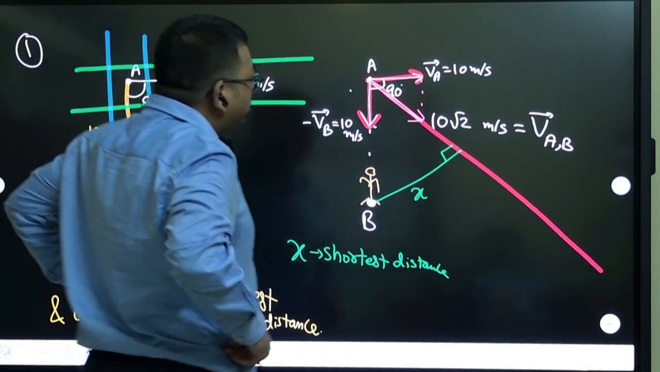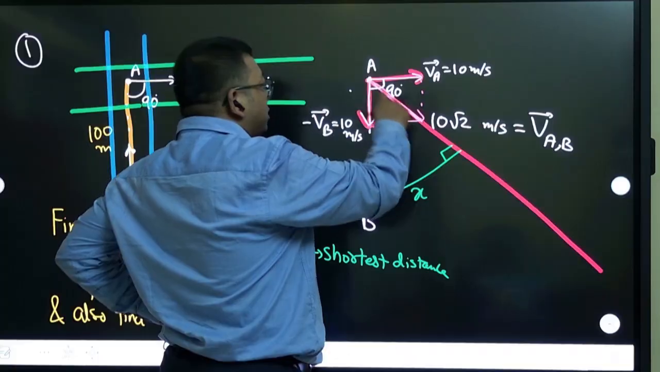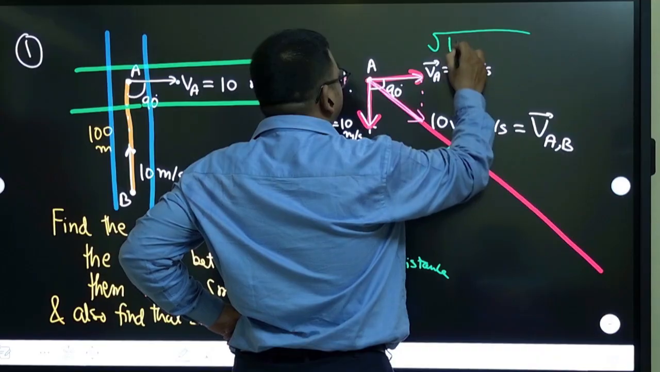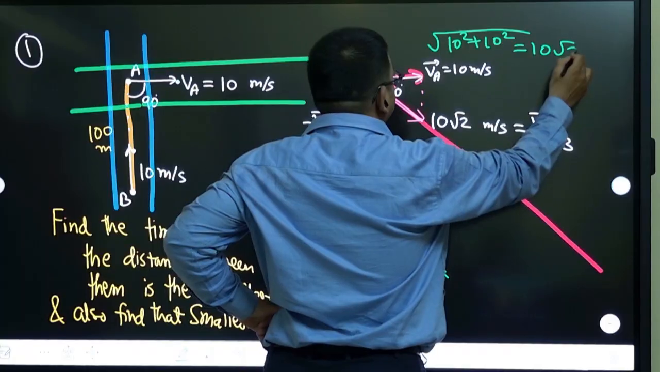That you have already used now. This 10 root 2 you calculated by the triangle or parallelogram law, the same thing: root under 10 square plus 10 square. That's how you got 10 root 2.